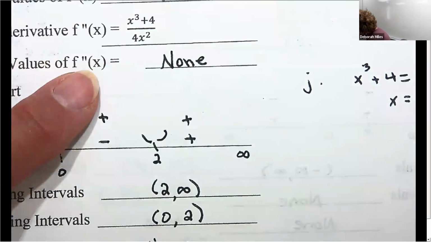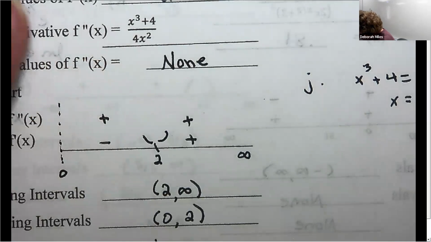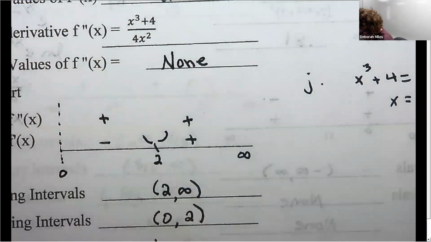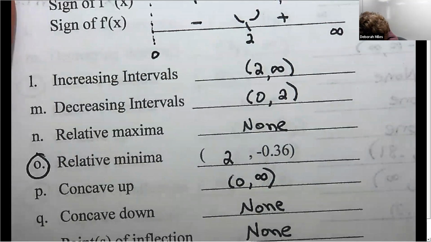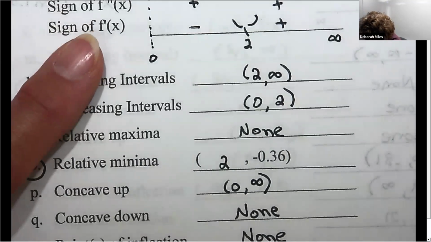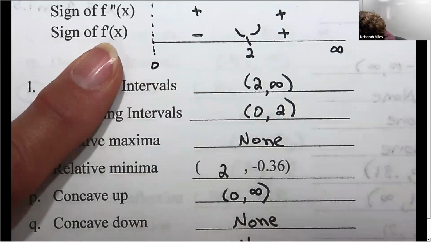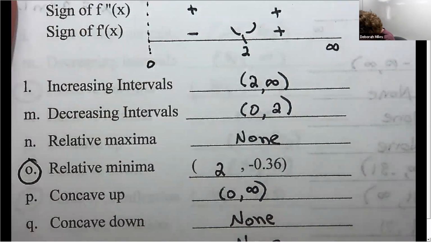I have a vertical asymptote. There may be an x-intercept, but we didn't find it. And I have a relative minimum. That's the only 2 things I can graph to begin with. Vertical asymptote is the y-axis, not the x-axis, which I started to draw horizontal. And the point 2, negative 0.36.